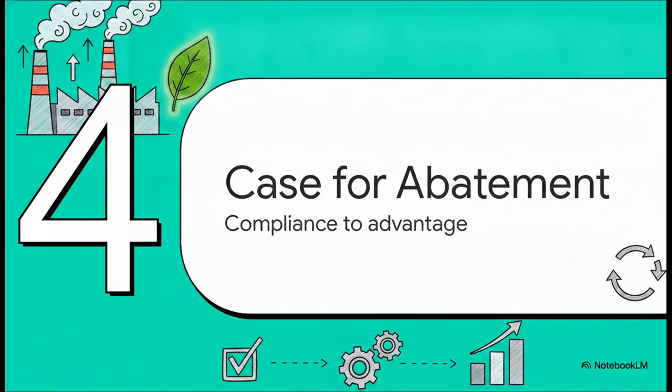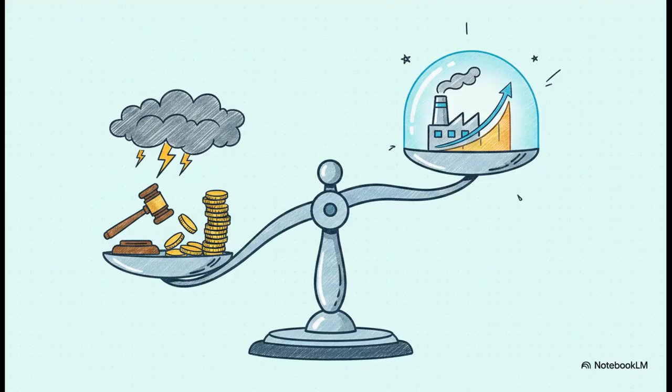Which leads us to our final section, Section 4, the business case for abatement, or how you turn compliance into an actual advantage. So, you might be wondering, why on earth should a pulp and paper company proactively invest millions and millions in clean air technology? Well, it's not just about checking a regulatory box. It is fundamentally about achieving operational excellence.